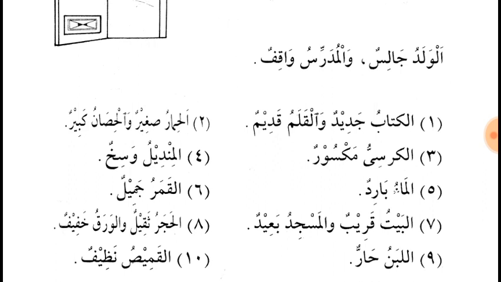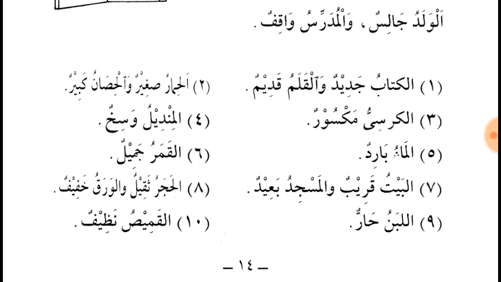Al-kitabu jadidun wal-qalamu qadimun. The book is new, and the pen is old. Yes. Al-himaru saghirun wal-hisanu kabirun. The donkey is small, and the horse is big. Al-kursiyu maksurun. The chair is broken. Al-mindilu wasikhun. The meaning? The handkerchief is dirty. Wasikhun, dirty.